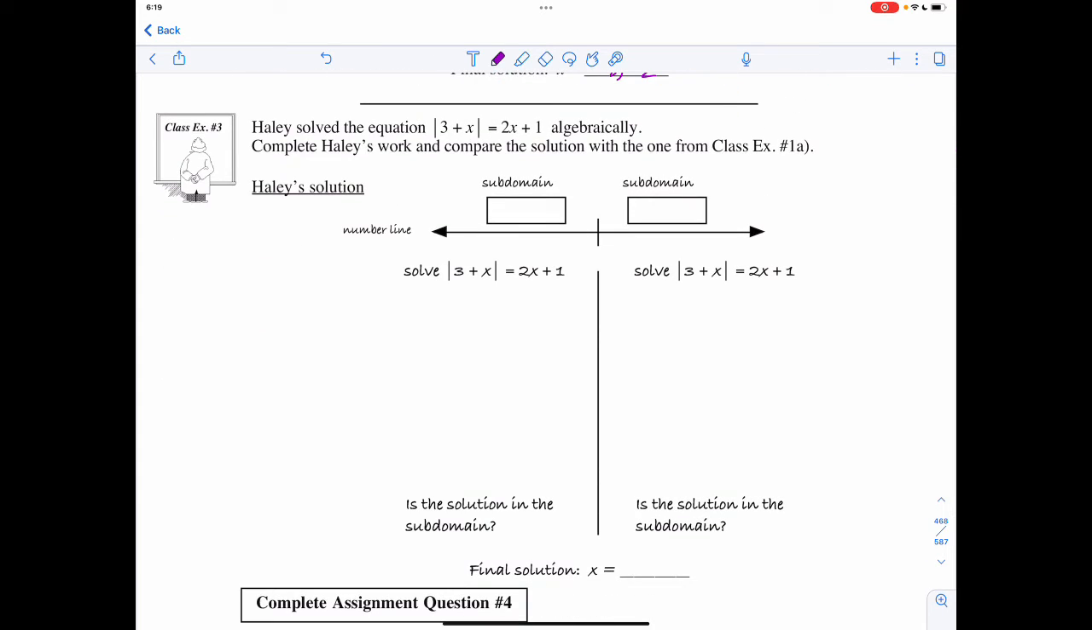If I am algebraically solving, or in this case, Haley is algebraically solving example 1a, which we did graphically, algebraically in this case, then I'm going to start by taking a look at that absolute value and stating if 3 plus x was equal to 0, x would equal negative 3. So negative 3 is going to be where that x-intercept happens, and my two possibilities are that x is less than negative 3 or x is greater than or equal to negative 3.